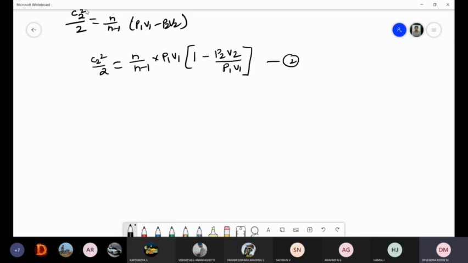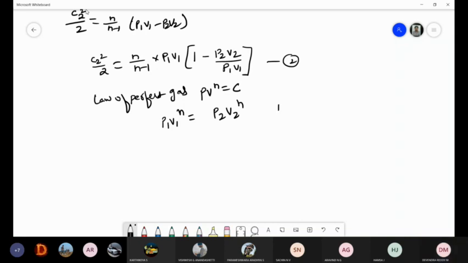Now steam flowing through the nozzle follows the law of perfect gas: P V to the power of n is equal to C. This is the perfect gas equation for the steam. I will write P1 V1 to the power of n is equal to P2 V2 to the power of n. This is the equation you know, where n is equal to the index of the expansion process.